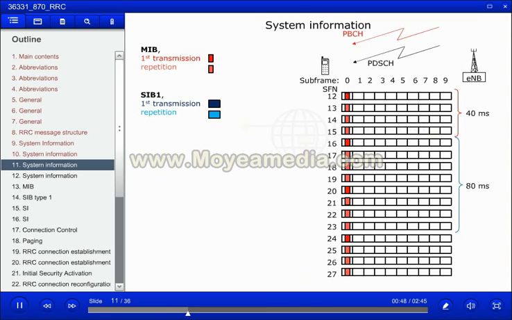SIB1 has an 80 millisecond repetition time and is transmitted in subframe number 5. First transmission is in the radio frame with system frame number 16. 16 modulo 8 equals 0, and it is thereafter repeated 3 times in every second radio frame.